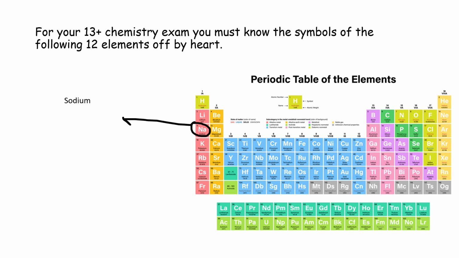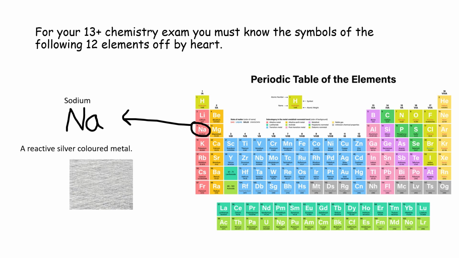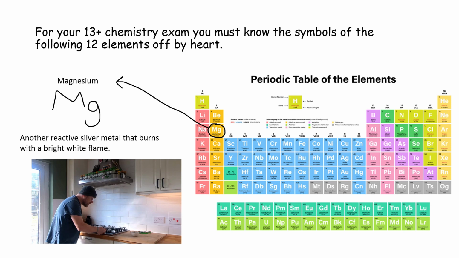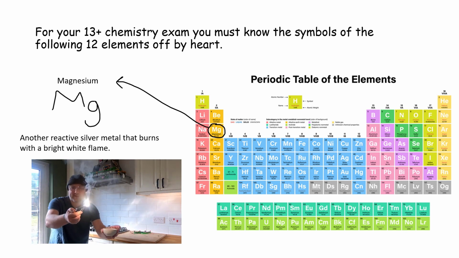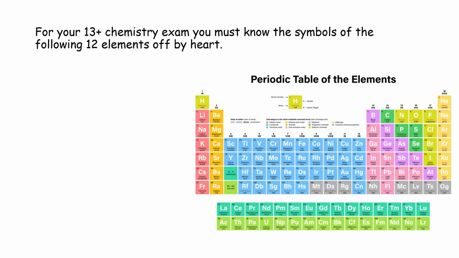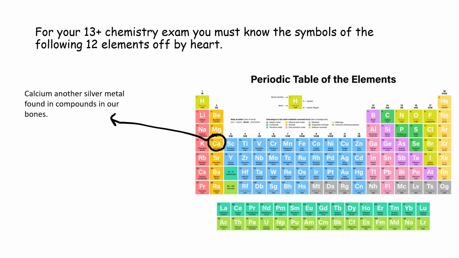Sodium. Sodium, as we saw before, has the symbol capital N lowercase a. It's a reactive silver-coloured metal. Magnesium, another silver-coloured metal with the symbol capital M lowercase g. Magnesium's another reactive metal, and here I'm burning it with a bright white flame. You can see this video, or you can see this in another one of my videos. For your 13 plus chemistry exam, make sure you learn these off by heart.